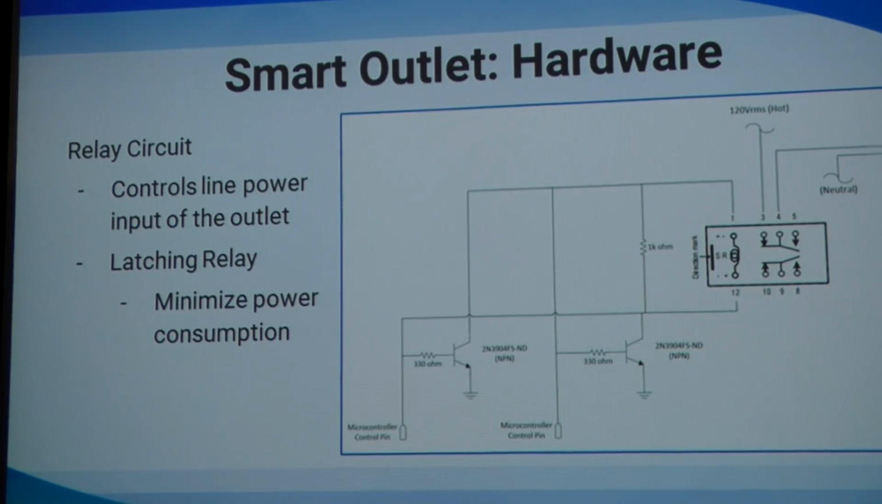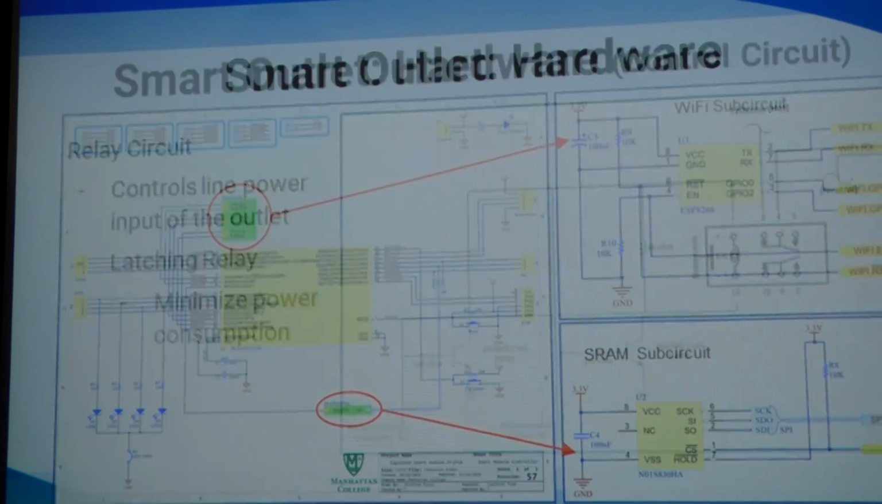So shown here is the relay circuit for the smart outlet. This is basically going to be controlling the line power to the outlet. It's important to note here that a latching relay is used. A latching relay, unlike a non-latching relay, requires a single pulse to switch states. This was done in the constraint of power consumption. Obviously, if you use a non-latching relay, we'd have to constantly send a signal, which would be wasting unnecessary power.